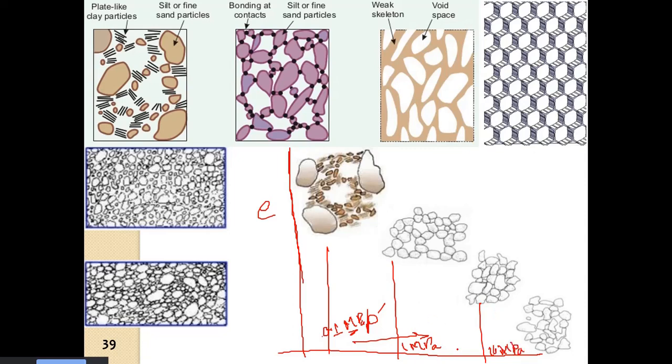The pressure will go on increasing. When the pressure goes on increasing, the soil particles, these big pores first of all will collapse. They will collapse into smaller pores. So this is one stage of consolidation.